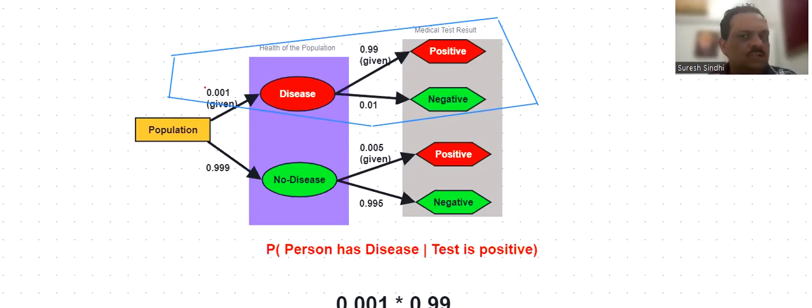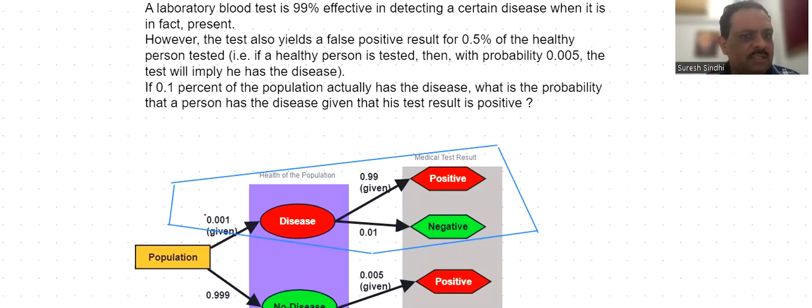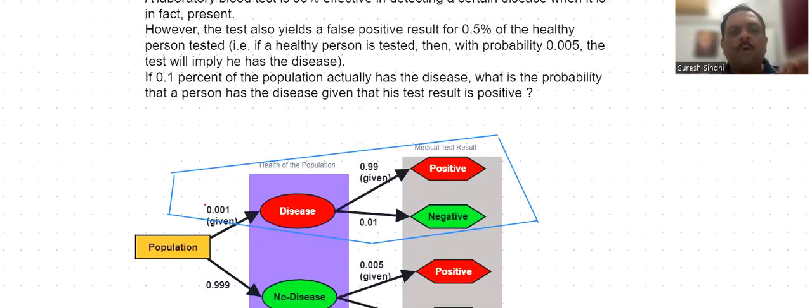So obviously, if there is no disease and the laboratory result is negative, what would be the probability? 1 minus 0.005, it would be 0.995. This is number two. Now, the third information which is given to us is, if 0.1 percent of the population actually has the disease, what is the probability that a person has the disease given that his test result is positive?